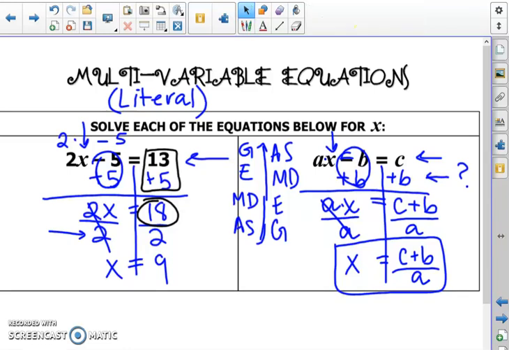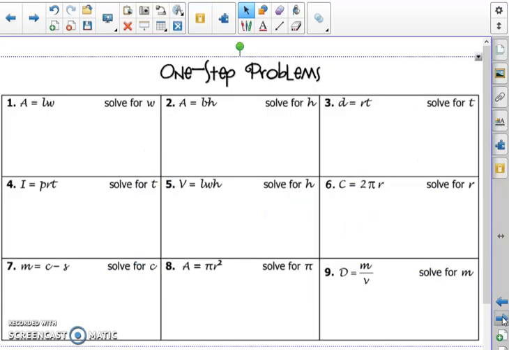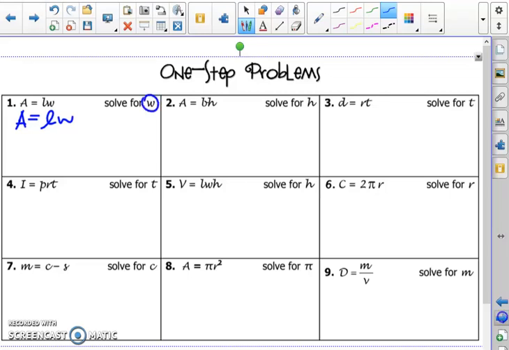All right. So let's do some examples. So let's start off with some one-step problems. So for number 1 here, and I'm going to rewrite these, we have A is equal to length times width, or L times W. This is an area equation we should recognize. And we're going to solve for W. So I like to put a little arrow above that. I'm solving for W. Well, W is currently being multiplied by L. So we need to do the inverse of that. Inverse of multiply by L is divide by L.